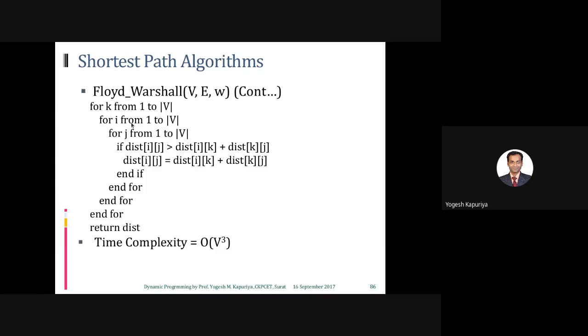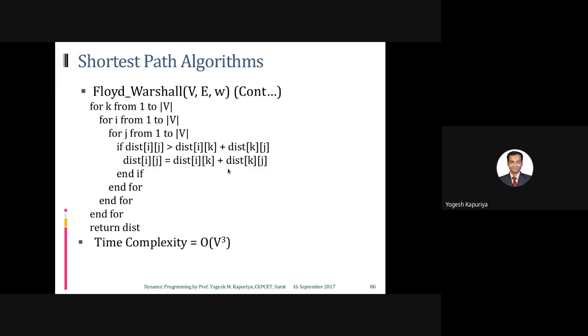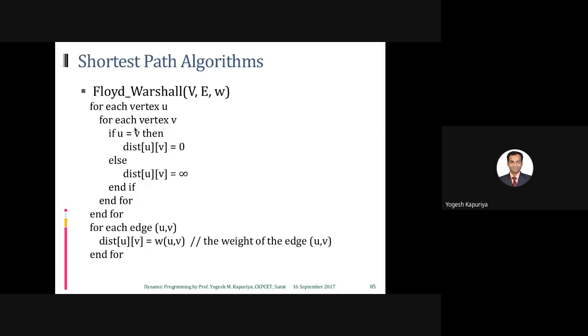So you have these two nested for loops, for i equal to 1 to v, j equal to 1 to v. And obviously you are interested in finding the minimum for i and j. So you compare the distance of i to k plus k to j. If this is larger, then you will not update it. But if not, then distance of i j is equal to distance of i k plus k to j. After repeating this v minus 1 times, at the end you will have the shortest distance between all pairs.